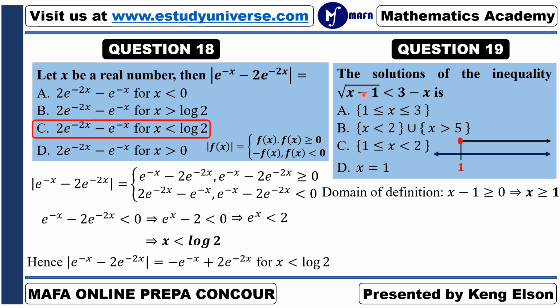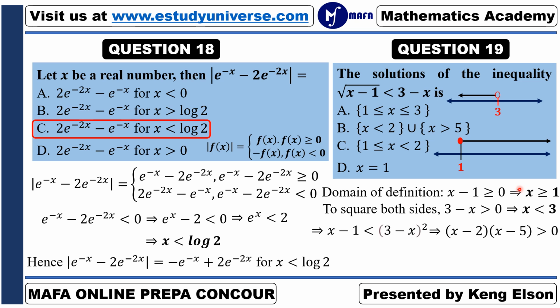Since this is already positive, the condition for squaring both sides will depend just on the sign of 3 minus x. So for us to square both sides, 3 minus x has to be positive, meaning that x has to be less than 3. Let's just indicate x less than 3. So we open our circle at 3 and we take everything going downwards.